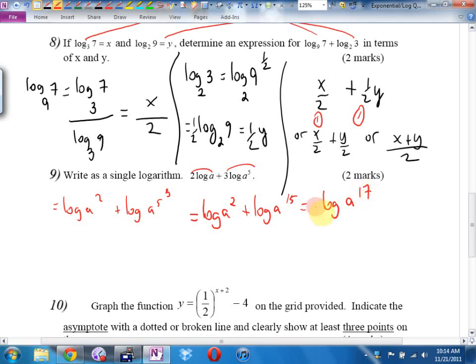In fact, there's another way to get this same answer. You could have done this. Or you could have gone 2 log a plus 15 log a. You could have moved the 5 to the front. How's that help, Mr. Dueck? Well, what's 2x plus 15x? 17x. What's 2 log a plus 15 log a? Pretty sure it's 17 log a. So there's two ways to get there. Both are valid. Both are fine.